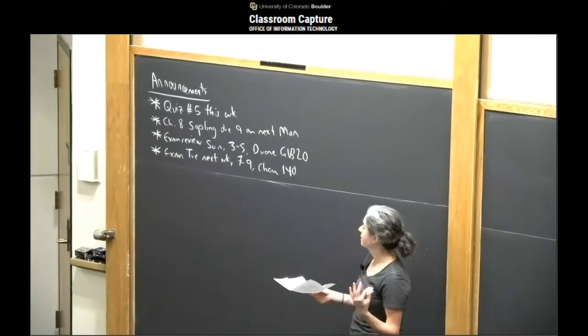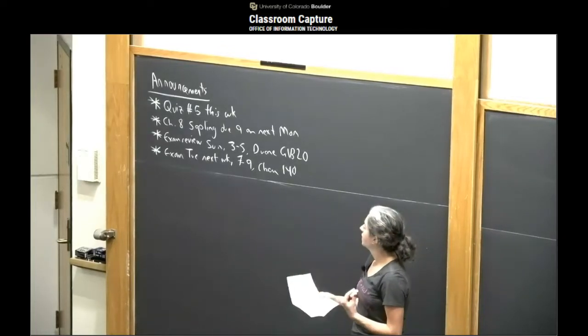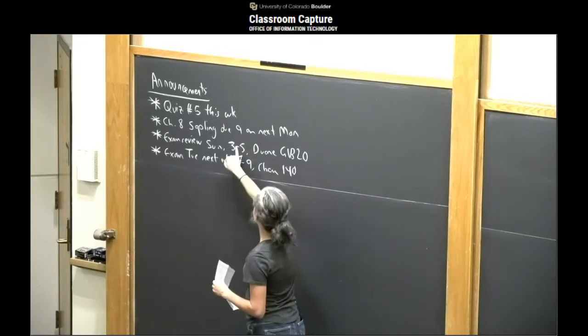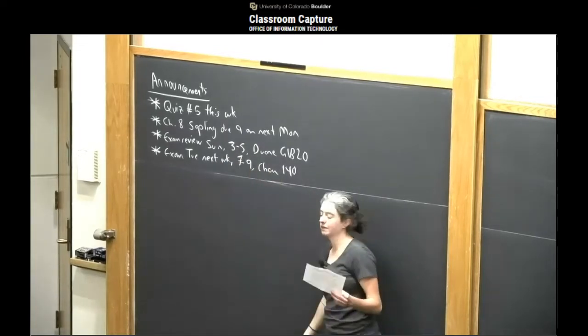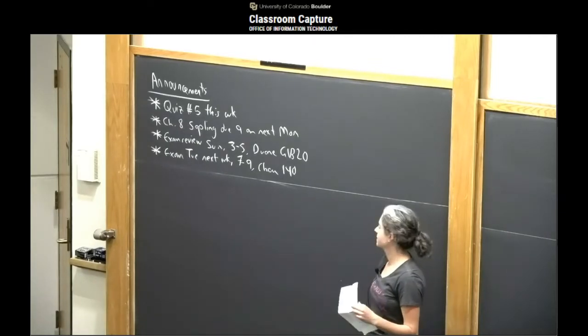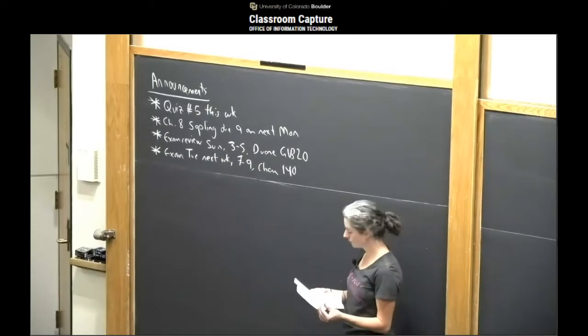Then the Chapter 8 Sapling is open now. It's going to be due Monday next week, 9 a.m. And our exam review is next Sunday afternoon, 3 to 5 p.m. in Duane G1B20, like always. That's going to be lecture captured, so if you can't make it, you can still see what questions were asked and what the answers were. And then our exam is a little over a week from today, 7 to 9 p.m. in Chem 140, same as before.